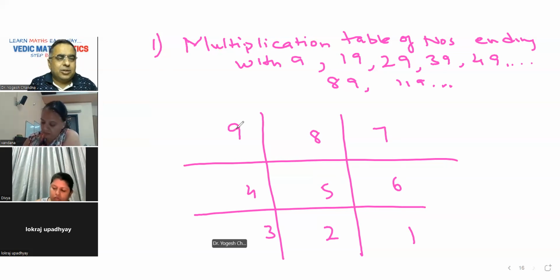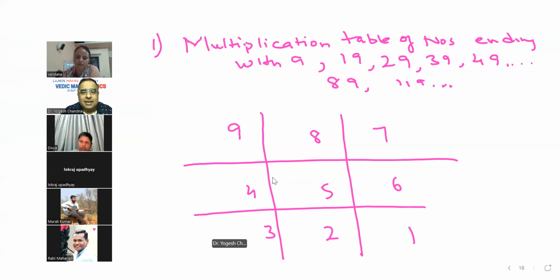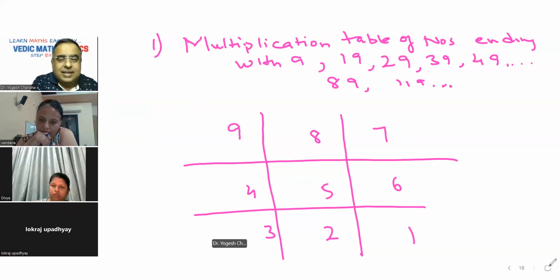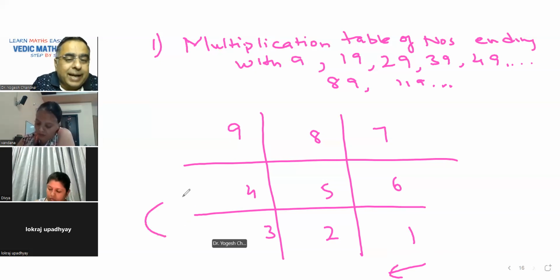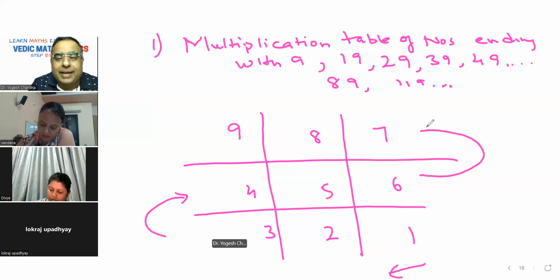So Divya, you did not attend it. Vandana, you did not attend it. So all those who have not attended the workshop, because others, they know how it has to be done. So first step is we start writing 1 to 9 from the rightmost corner, then the middle line, and then the top line. Right, this is the first step.